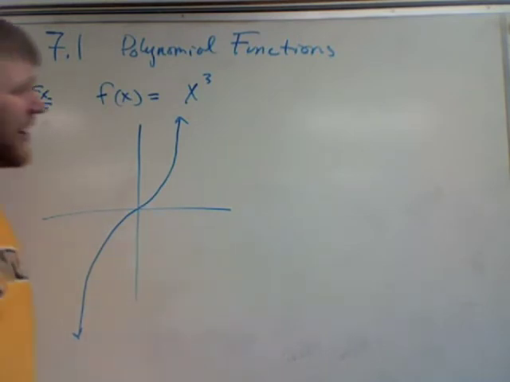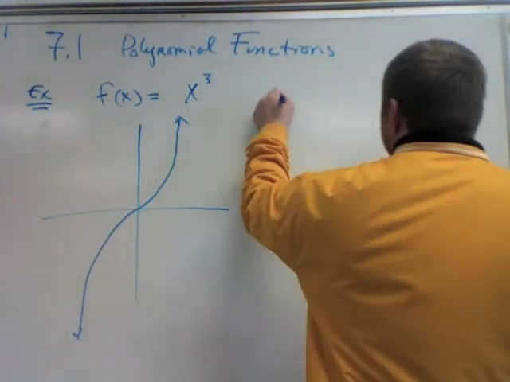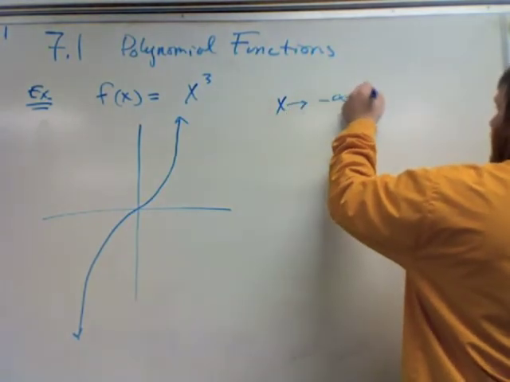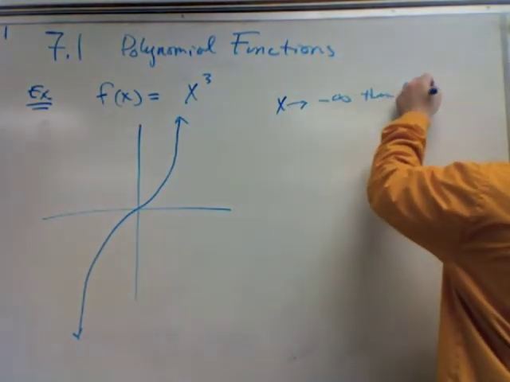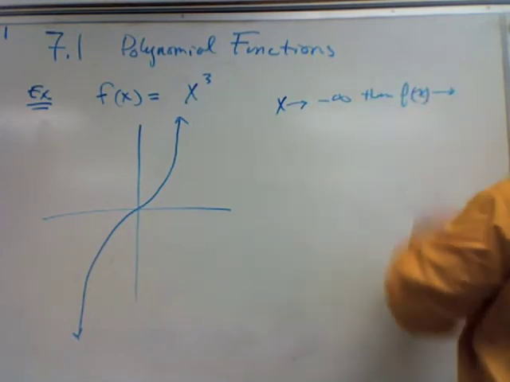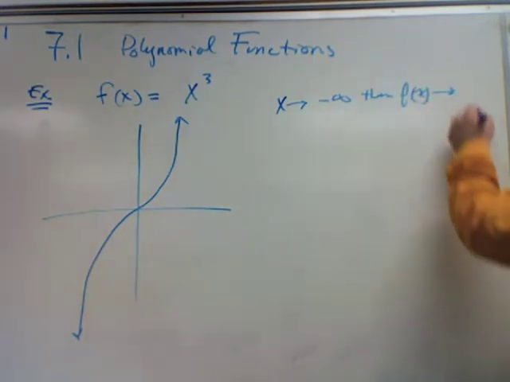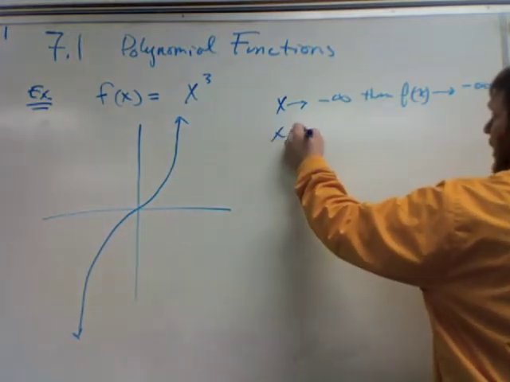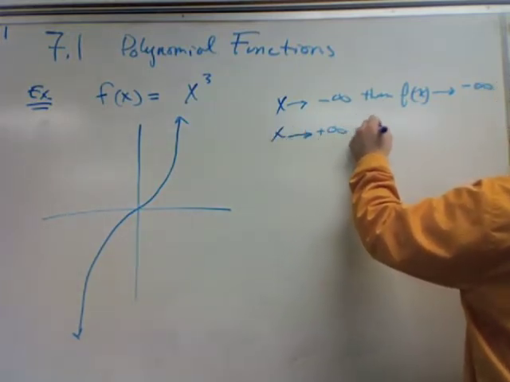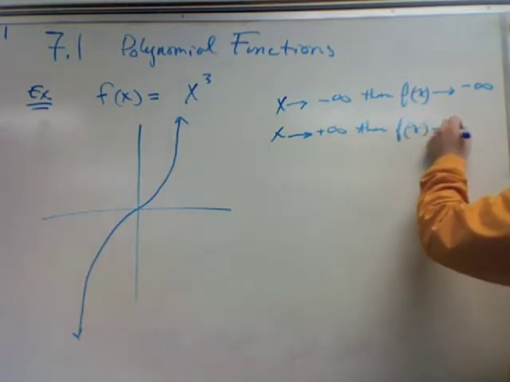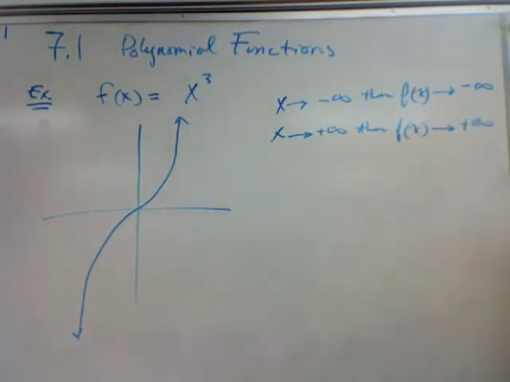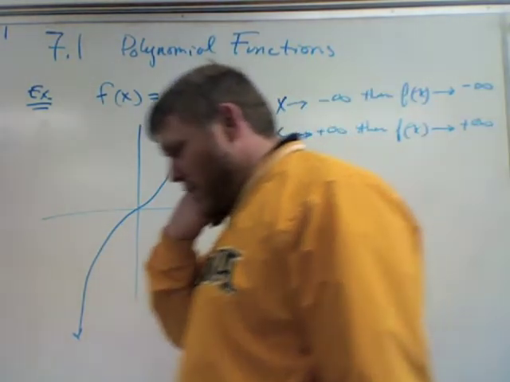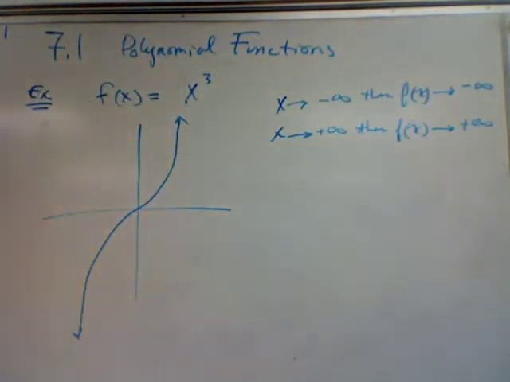Okay, so you analyze the graph with this one too. As x approaches negative infinity, what does f of x do? X approaches what? Negative infinity. If x approaches positive infinity, f of x goes to positive infinity. They're always going to be the same. Now, what would happen if I were to change the leading coefficient to negative?